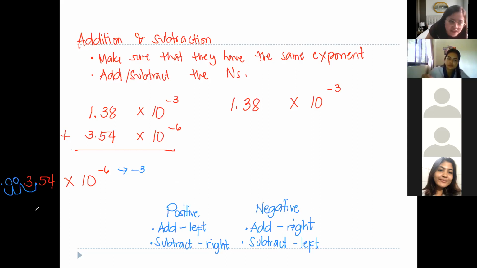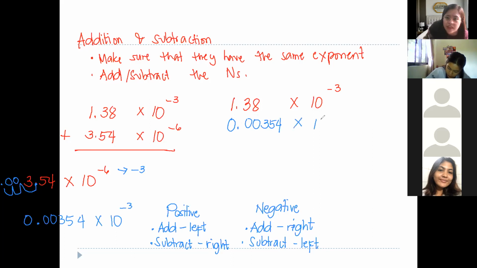And let's add a 0 in between. So this becomes 0.00354. Again, 0.00354 times 10 raised to the power of negative 3. We can also add a leading 0 so that they line up when we write it, so we don't get confused, because the two decimals will be aligned. Then we write 0.00354 times 10 raised to the power of negative 3. So this is addition.